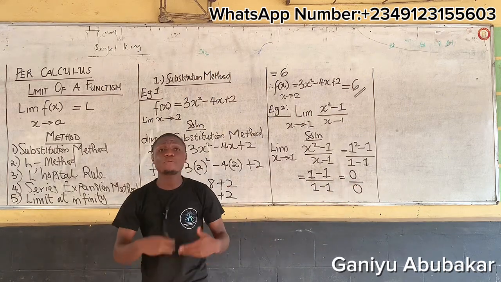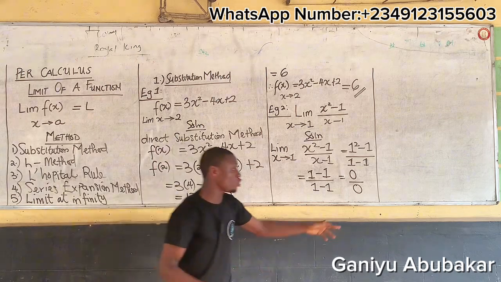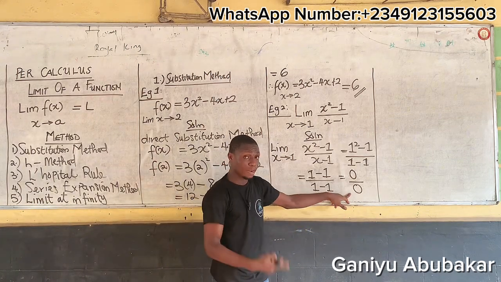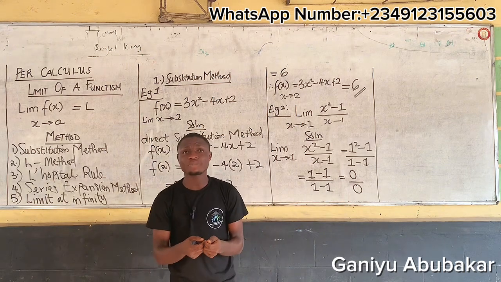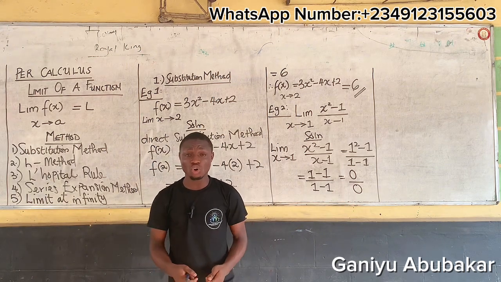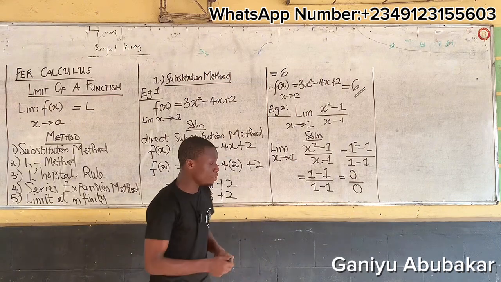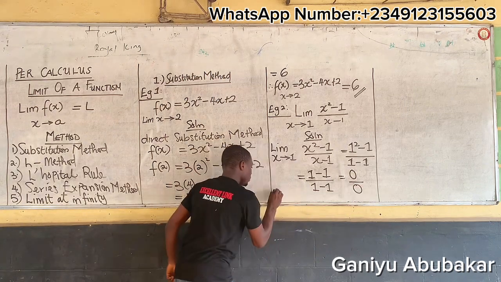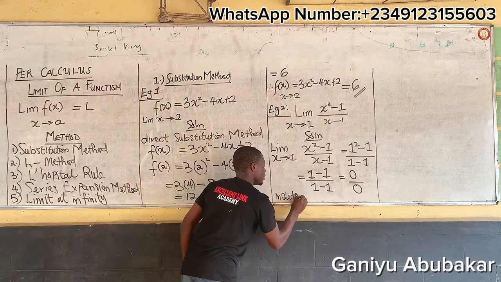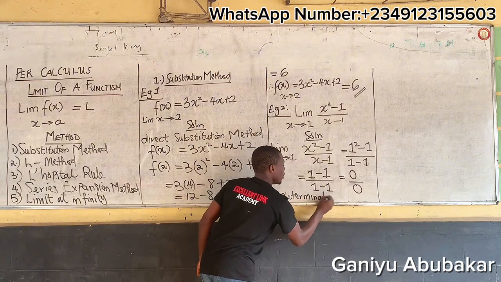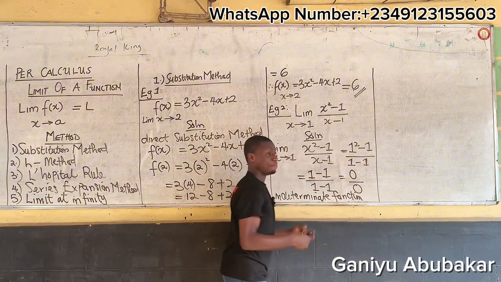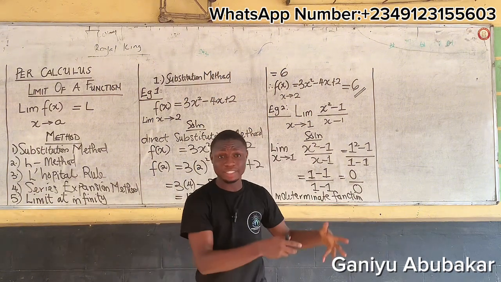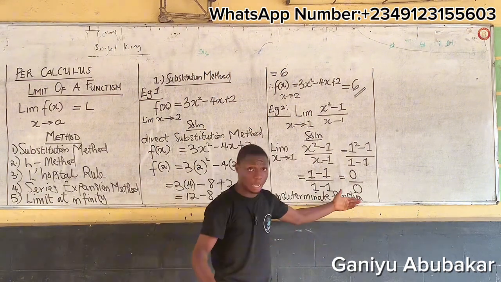By the way, it's not proper in math for your denominator to be 0, right? It's not proper in math for your denominator to be 0. Hence, whenever your denominator is 0, it becomes an indeterminate function, or we call it infinity. So this is called an indeterminate function, or you call it infinity.